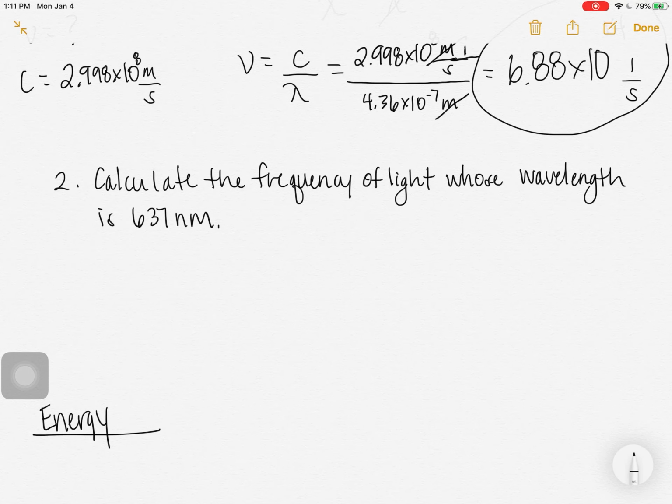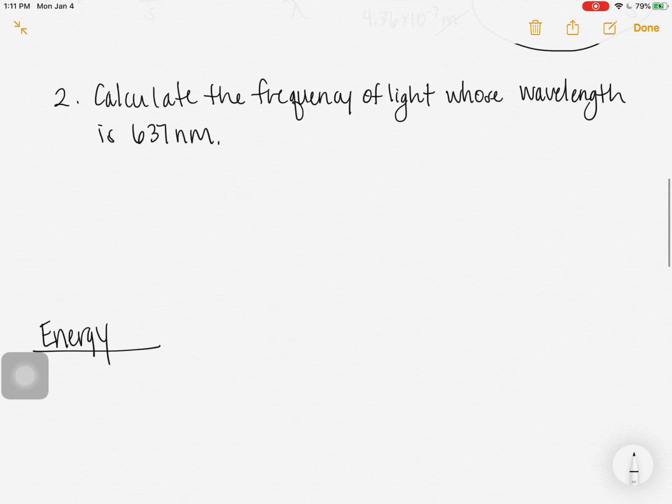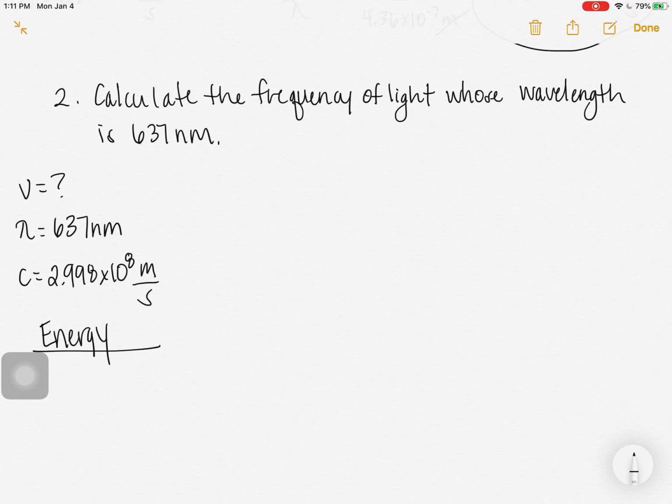screen back. And let's do a second one. Calculate the frequency of light whose wavelength is 637 nanometers. Okay, so calculate the frequency. So question mark. I know my wavelength. And of course, we always know C. All right, so I start with my formula. This time I'm looking for frequency, which is the same as what I was looking for before. I want frequency by itself. I'll divide by wavelength. So frequency equals C over lambda.